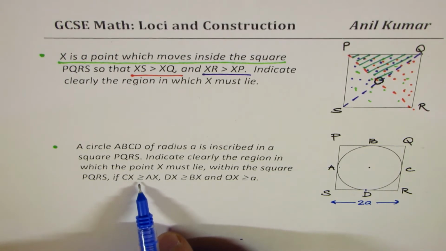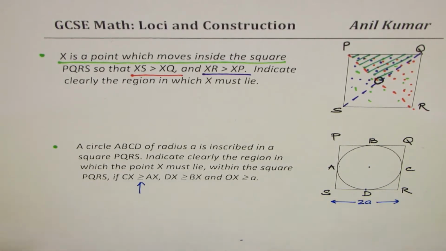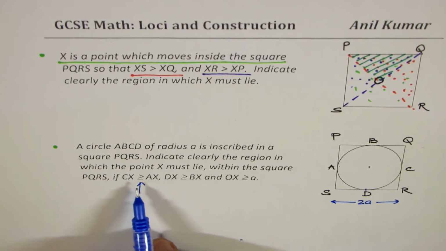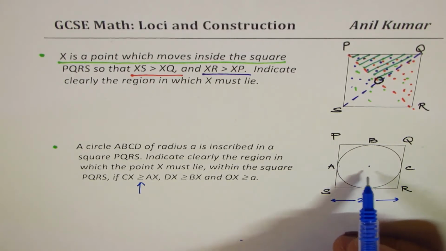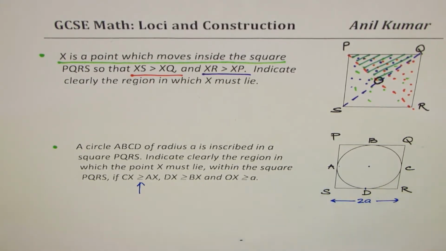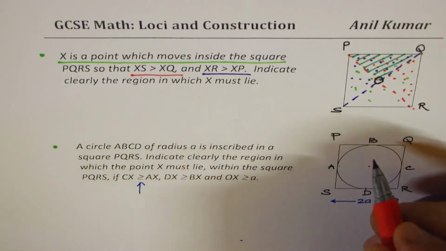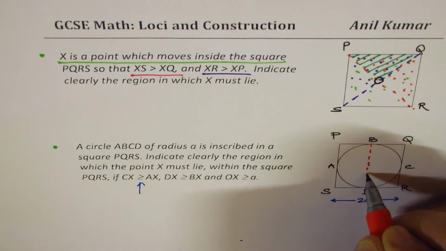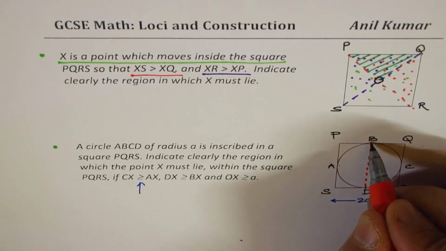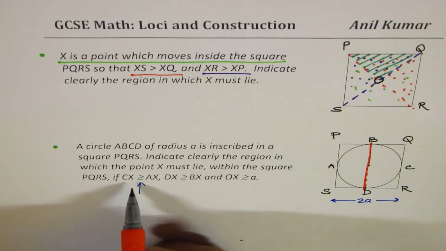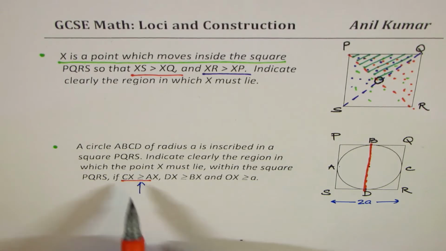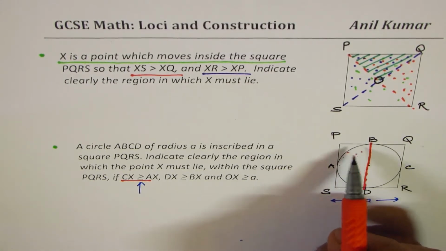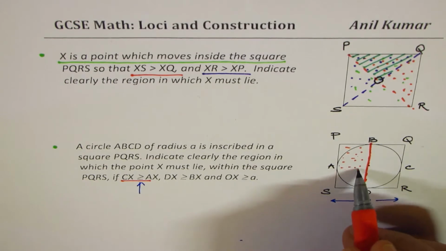CX is greater than or equal to AX. Equal to means you have to include the line also. So any point with CX greater than AX is closer to this side. So what I will do here is divide it like this. I could have done it with dotted lines, but let me use a solid line this time, because it is greater than or equal to. The point is that CX is greater, so it is on this side, closer to S. Does it make sense to you?